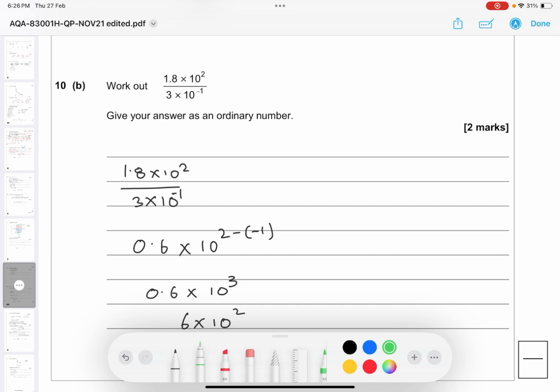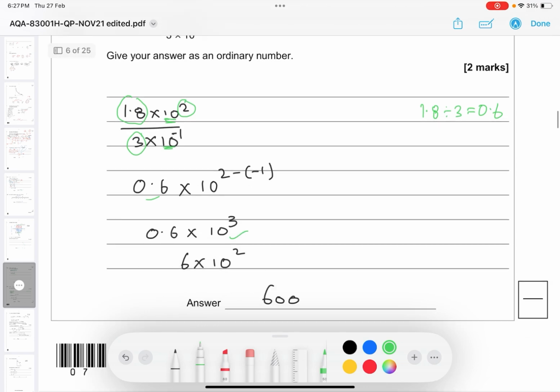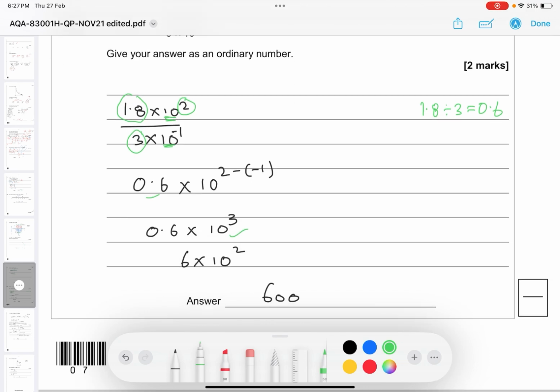Alright. So what we will do is, we will divide these two numbers first. 1.8 divided by 3 gives us 0.6. Now see, these two have the same base, so their powers will subtract. So 2 minus minus 1, that would be 10 to the power 3. How can I solve this one? It would be 0.6 times 10 to the power 3. 0.6 times 10 to the power 3 means 0.6 times 1000. And the answer would be 600.